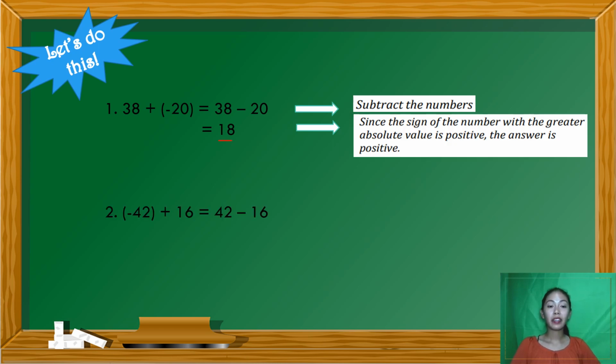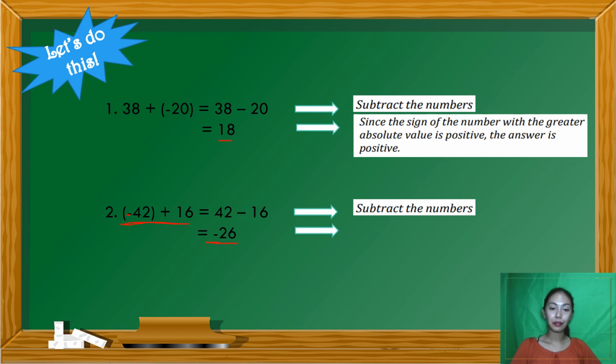Next, number 2. Negative 42 plus 16 is equal to? Since they have unlike signs, we can write this one as 42 minus 16. Subtract the numbers. Then 42 minus 16 is 26. And since, from the original given, the sign of the bigger absolute value is negative, that is why our answer is negative.